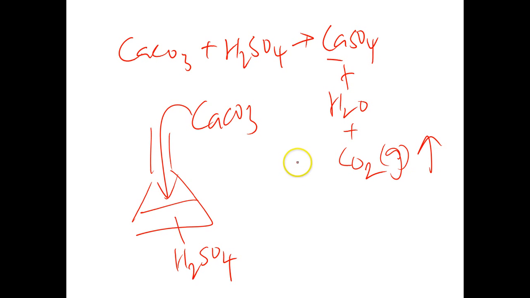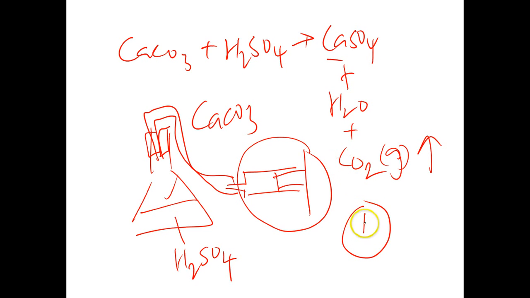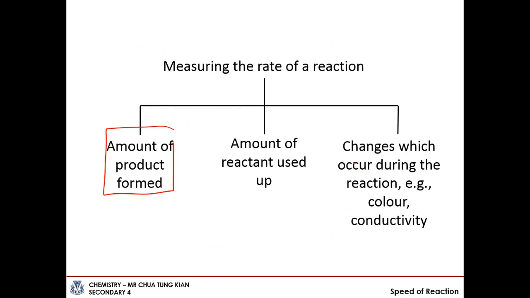And if we were to attach a gas syringe to this setup over here, like this, we will be able to measure the volume of gas evolved. And if we were to use a stopwatch at the same time, we will be able to find out how much gas was evolved per unit time. Probably you could take a reading every 5 seconds, and the volume of gas evolved can be plotted into a graph. Later on we will go into the graphing a little bit more.